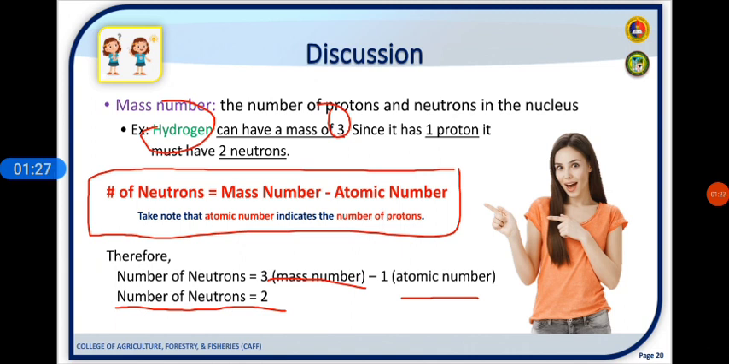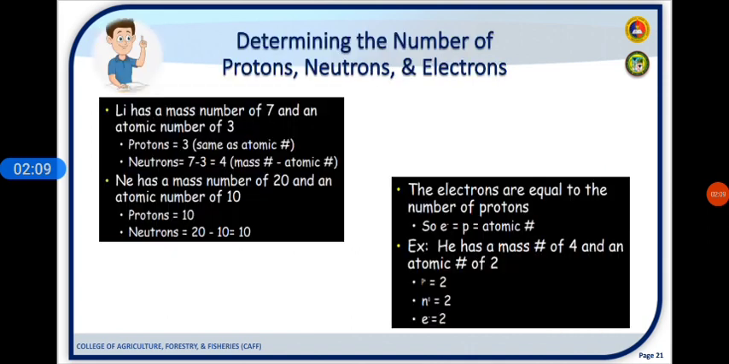Because mass number is equal to the number of protons and neutrons in the nucleus, therefore a combination of protons and neutrons. So if you're asked to get the number of neutrons in a certain atom, then you just have to subtract the atomic number from the total mass number. So the mass number is 3, and so minus atomic number, so 3 minus 1. Okay, so just take note that atomic number indicates the number of protons. So mass number minus atomic number, then you will be able to get the number of neutrons.